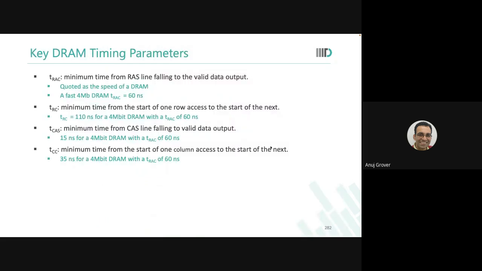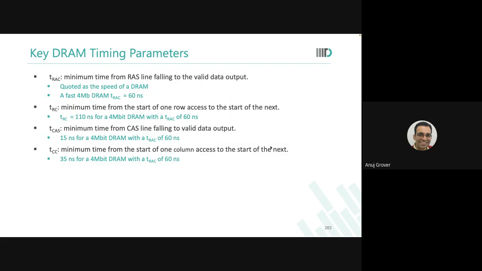So, in DRAMs, there are a few key timings that you need to be careful about. TRAC stands for time from RAS getting triggered to valid data output. It's almost like access time. Okay. TRC is the minimum time from start of one row access to the start of next row access. This is almost like cycle time of SRAMs.